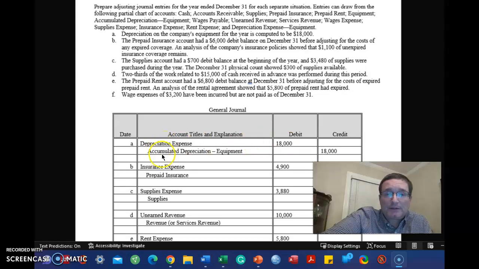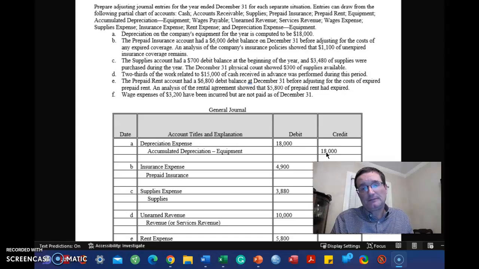Debit depreciation expense, credit accumulated depreciation equipment, $18,000. Accumulated depreciation is a new term: a contra asset. When we talked about dividends in the prior period, we called it a contra equity account. Depreciation is a contra asset, in other words, the opposite of an asset. For assets, the normal balance is a debit. So what's the opposite? A credit. Accumulated depreciation's normal balance is a credit. That's why it's credited here. We're increasing the accumulated depreciation for equipment.